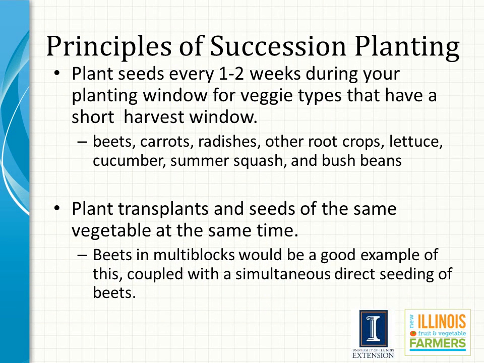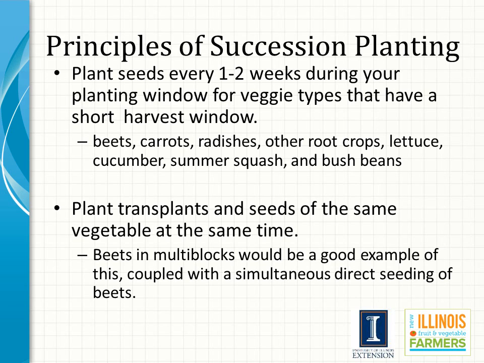Let's review some basic principles of succession planting. One basic principle states that you should plant seeds every 1 to 2 weeks during a seasonal planting window for veggie types that have a short harvest window. Examples of this include beets, carrots, radishes, other root crops, lettuce, and in some cases cucumbers, summer squash, and bush beans.